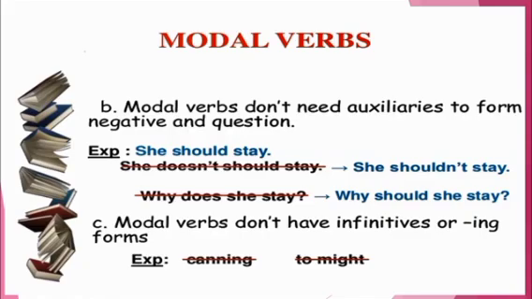Then modal verbs don't have infinitives or ing forms. Students, first we have to know what is meant by infinitive. Infinitive means the basic form of a verb that usually follows to. So students, modal verbs don't have infinitives or ing forms. So the incorrect usages are canning, to might.